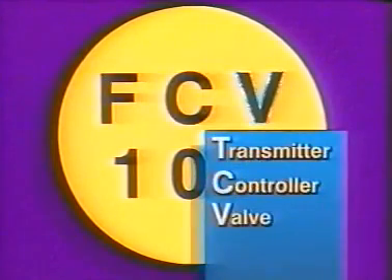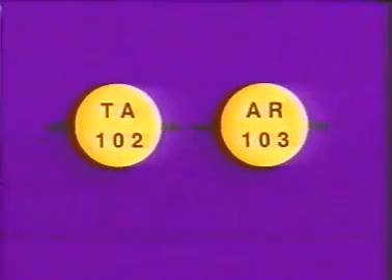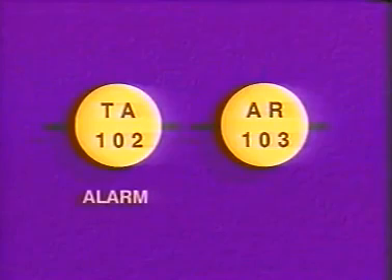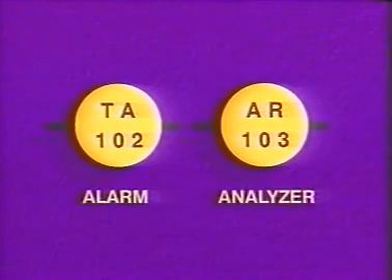These are some of the letters used to indicate the names of instruments. The letter V is used to indicate a valve. The letter A can indicate either an analyzer or alarm. When A is placed after another letter, like the first example, it usually means an alarm. If the letter A is placed in front of another letter, like the second example, it usually indicates an analyzing instrument.